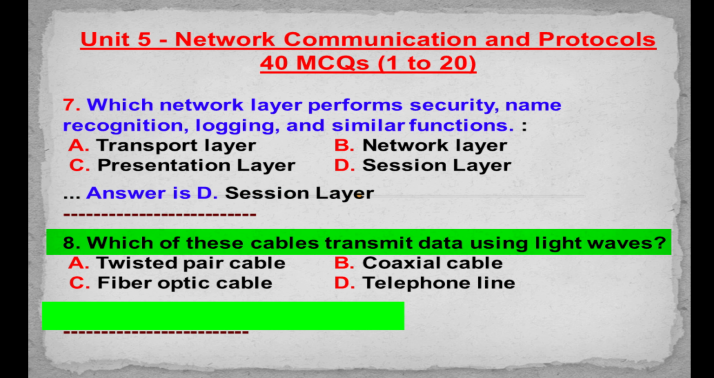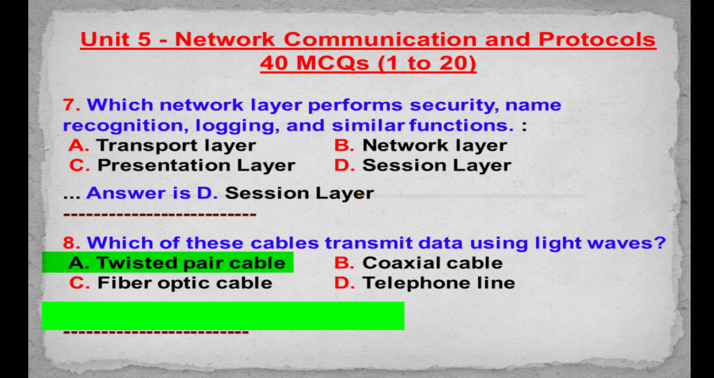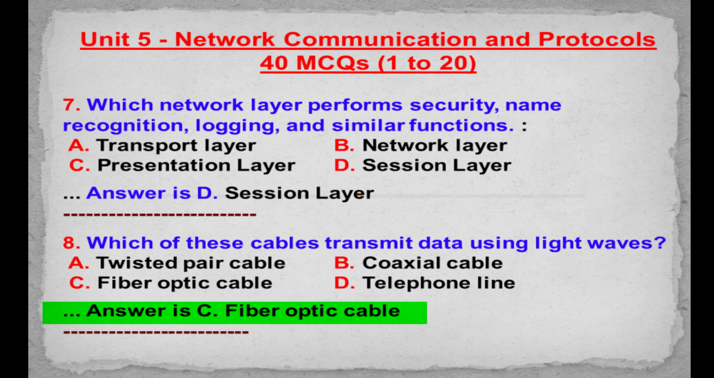MCQs number 8. Which of these cables transmit data using light waves? Option A, twisted pair cable. Option B, coaxial cable. Option C, fiber optic cable. Option D, telephone line. Correct answer is option C, fiber optic cable.